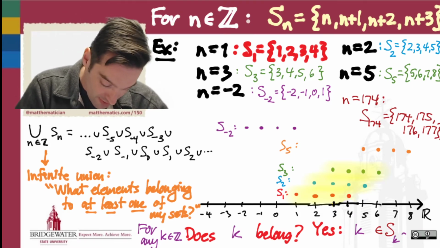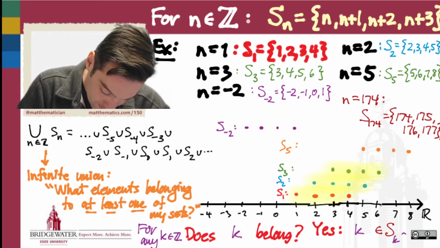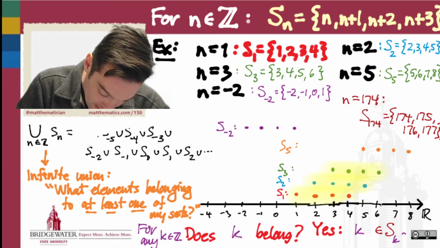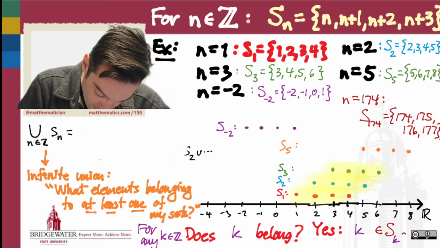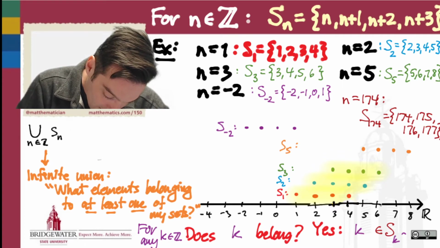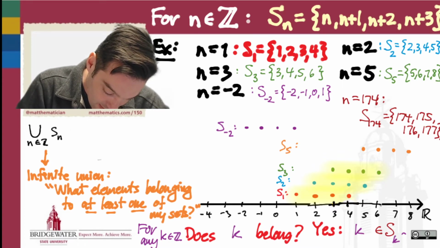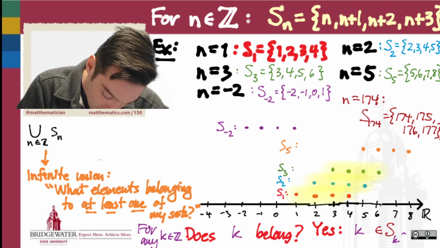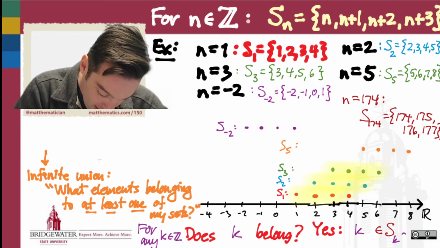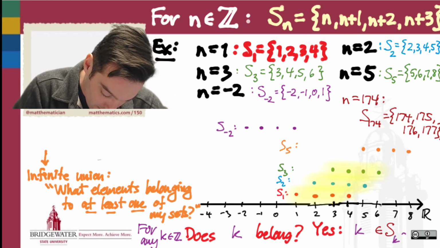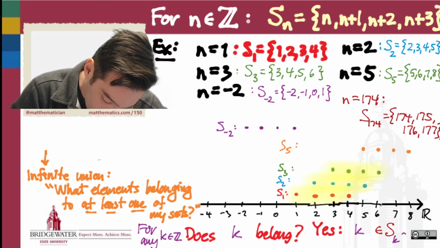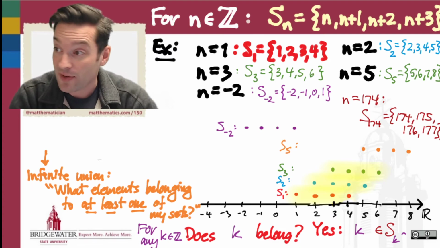So what this argument tells me is that every integer can be found in this infinite union. So how could I express that using what we know about sets and notation? If I know that every integer is going to be an element of this infinite union, what am I really saying using the vocabulary that we've developed so far about sets?